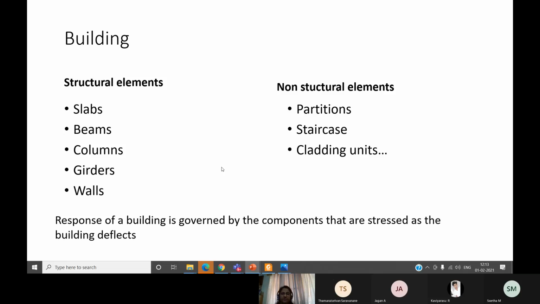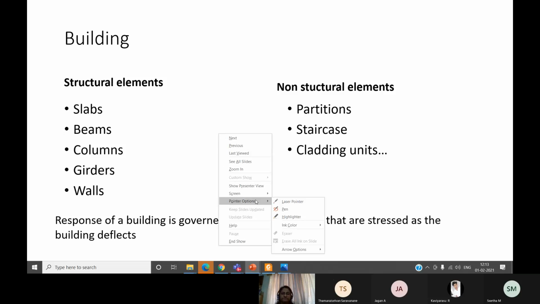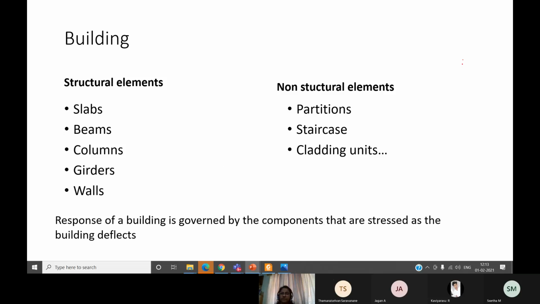Okay. So the response of a building is governed by the components that are stressed as the building deflects. All your tall structures, as I was telling from the beginning, are considered as a cantilever. So whenever lateral loads come over there, the building will have a deflection. As the building deflects, how much does each member get stressed? What is the bending moment or shear force? How much are all the members stressed because of the building deflection? That will give the response of the building.